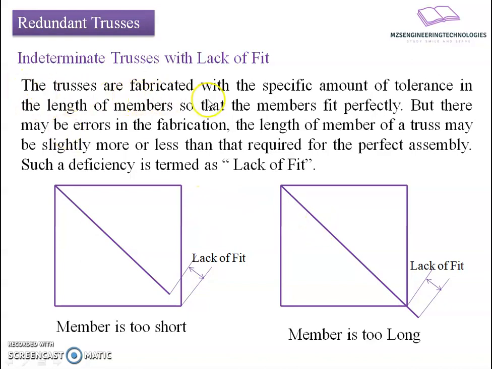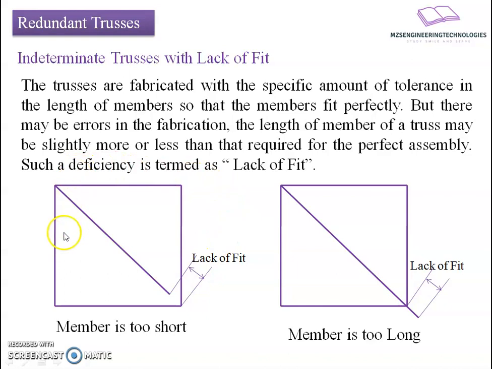Trusses are fabricated with a specific amount of tolerance in the length of members so that the members fit perfectly. But there may be errors in the fabrication. The length of a member of the truss may be slightly more or less than required for the perfect assembly. Such a deficiency is termed a lack of fit.